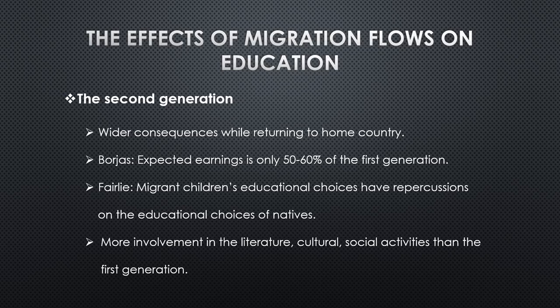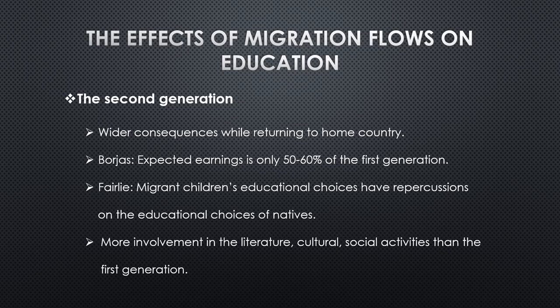Now, according to the findings of Borjas, the expected earning of the second generation is only 50 to 60% of the first generation. That is, as the generation changes, the working capability is getting reduced.